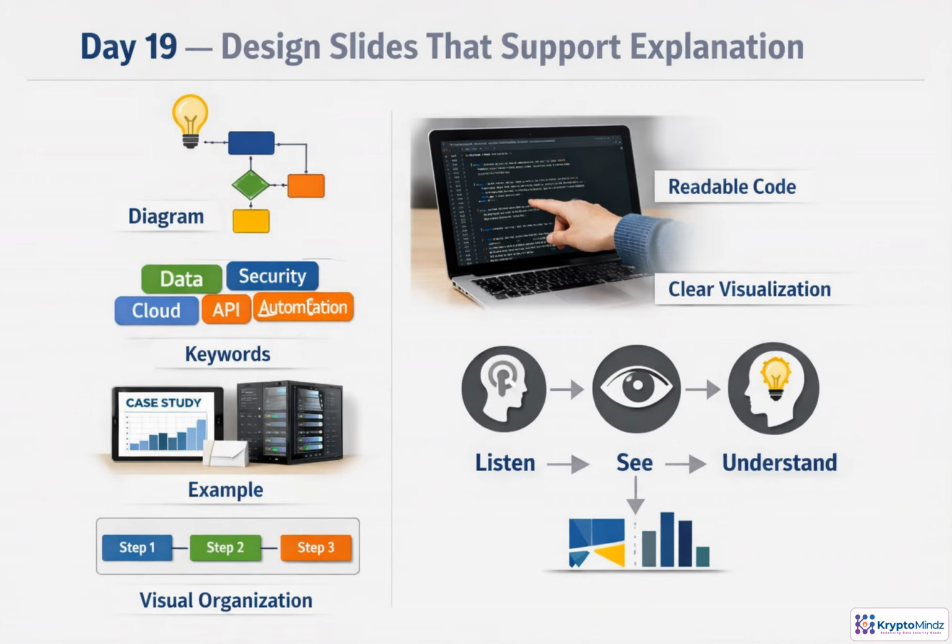Good training slides do not carry the whole lesson. They support your explanation. Start with one main idea, then choose the simplest visual form: a diagram, a few keywords, an example, or a short process. Replace paragraphs with labels learners can scan while listening. Keep formatting consistent, and make technical details large enough to read. When learners can listen, see, and connect the idea quickly, the slide is doing its job.